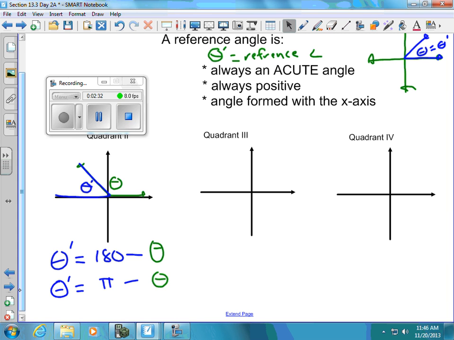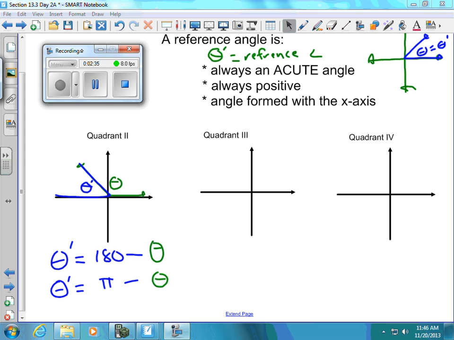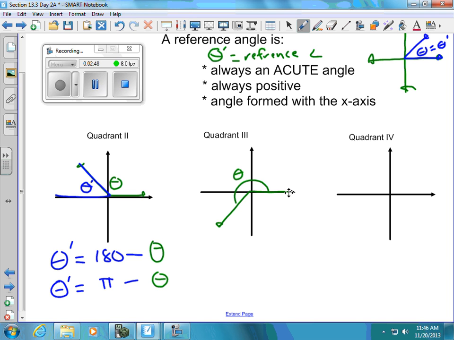In quadrant 3, your terminal side would be in the bottom left part. And this is our angle. Our reference angle is between the terminal side and the negative x-axis. So the formula is similar, but there's a little bit of a flip involved. It's the main angle, theta, minus 180. And if we're dealing with radians, it's theta minus pi.